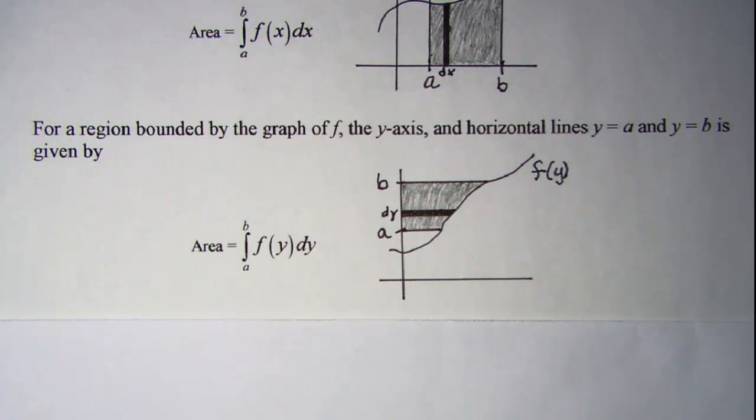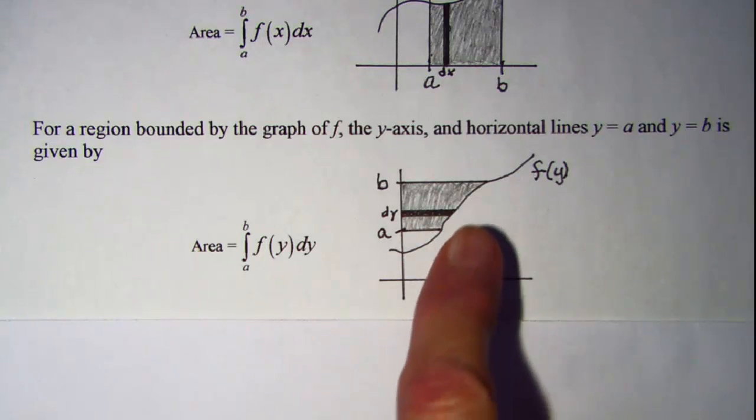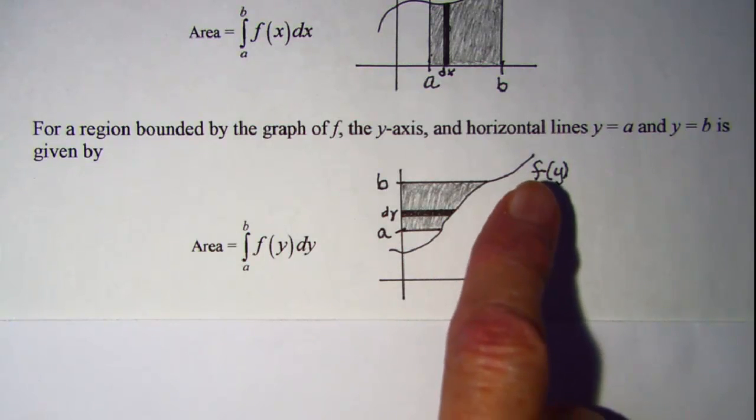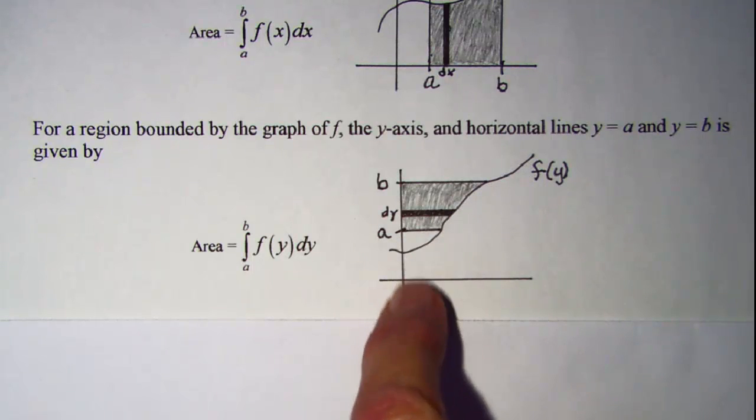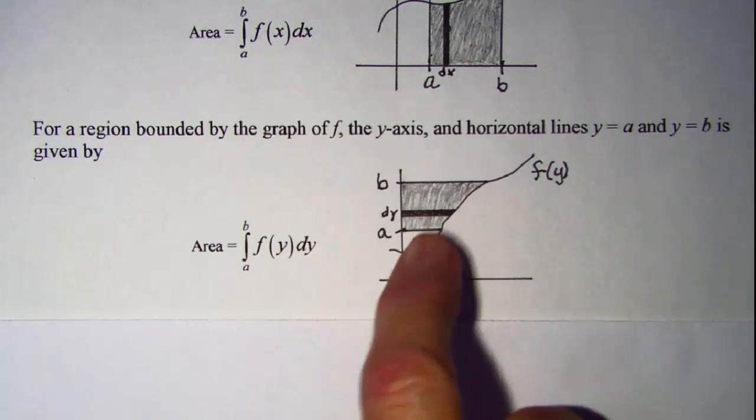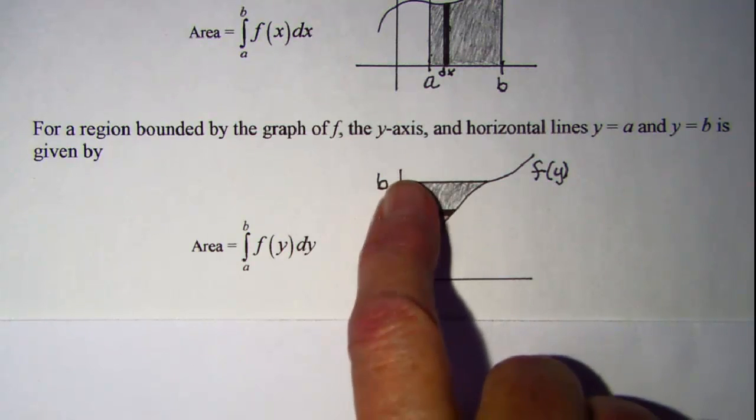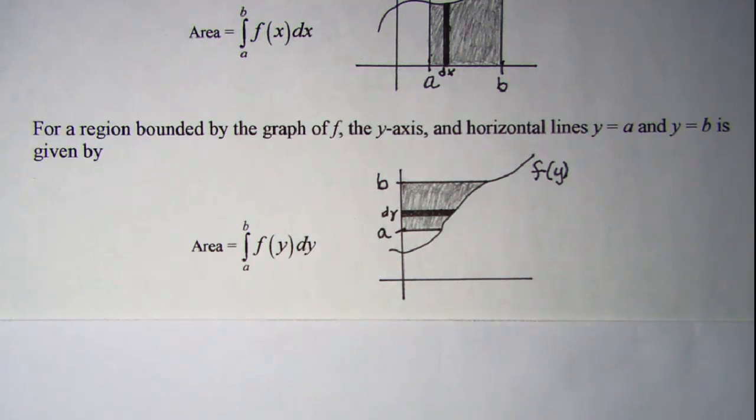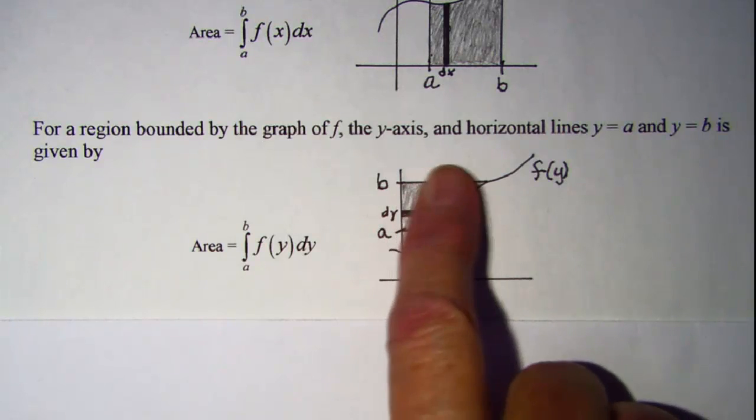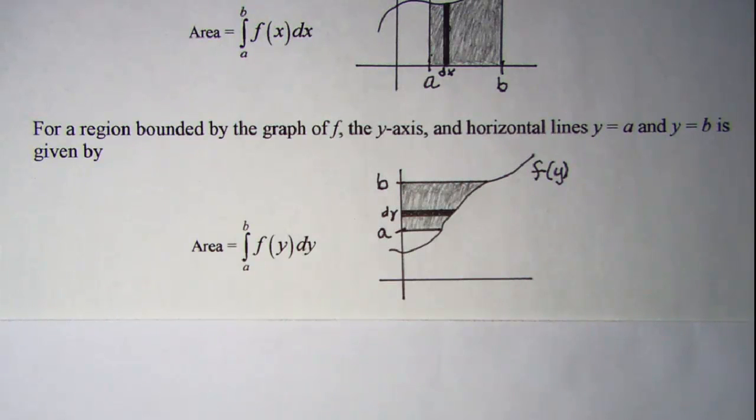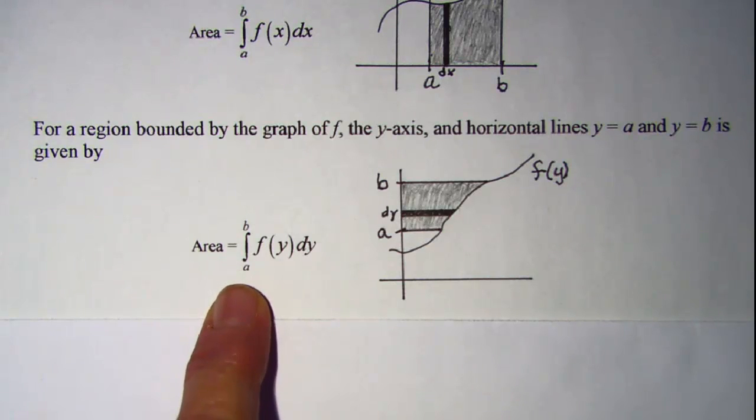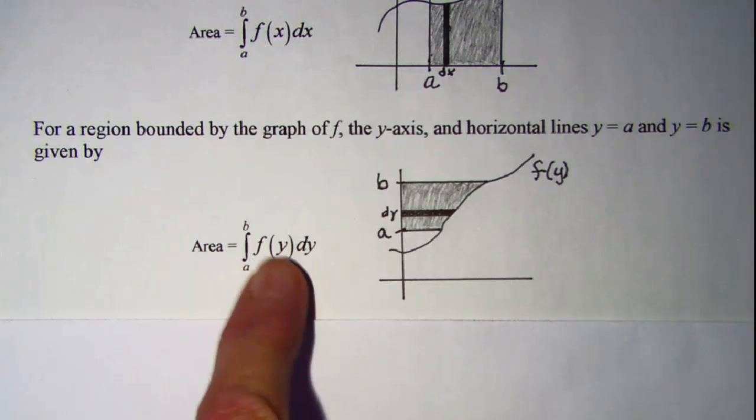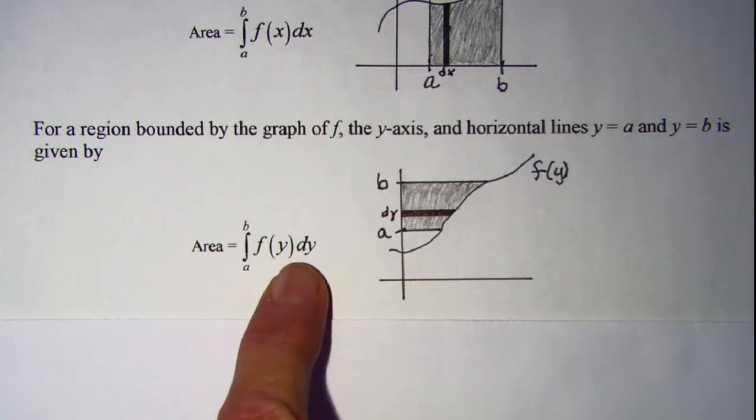For a region bounded by the graph of f, the y-axis and horizontal lines y equal a and y equal b. So here's our function, our y-axis, and then horizontal lines a and b. Then the area of that region, right in there, that's shaded, can be found by finding the definite integral from a to b of f of y dy.